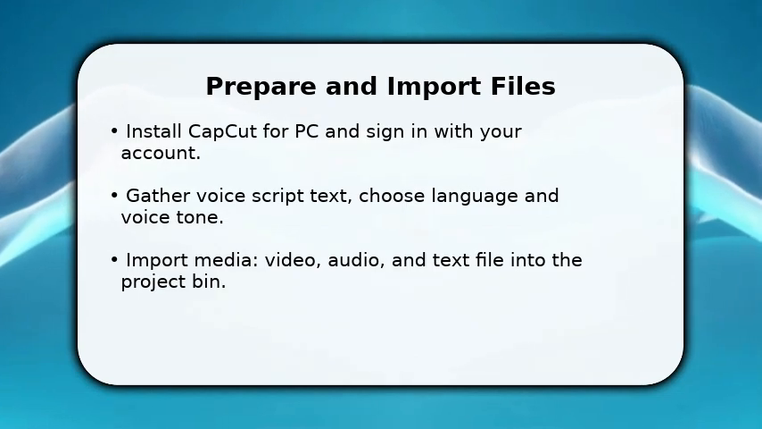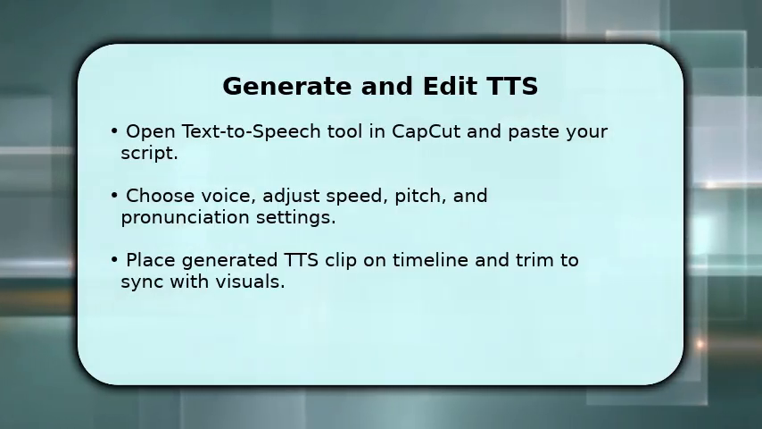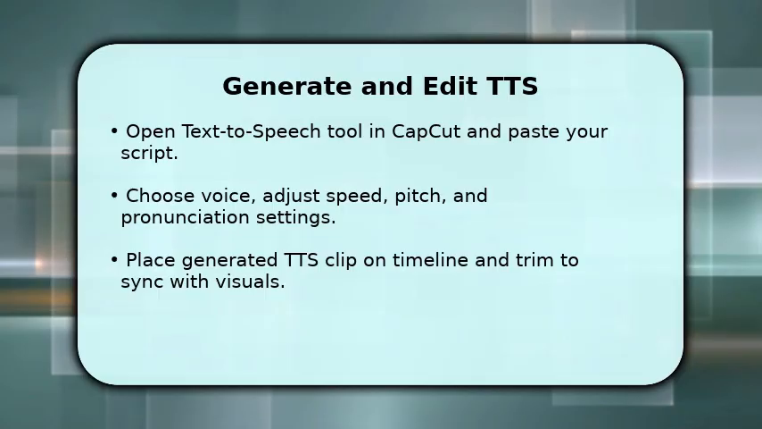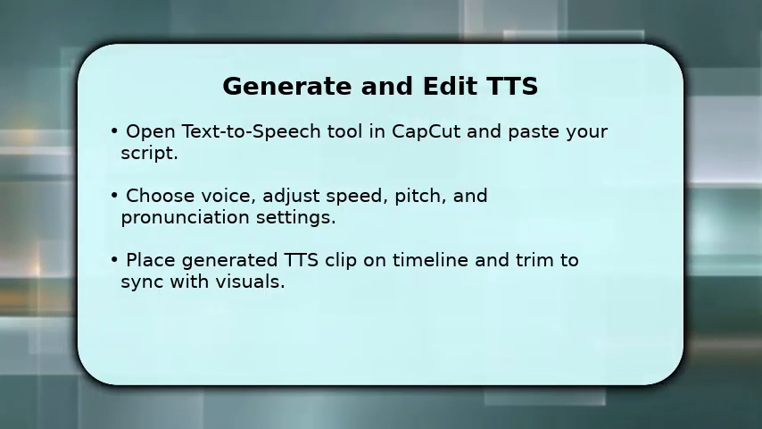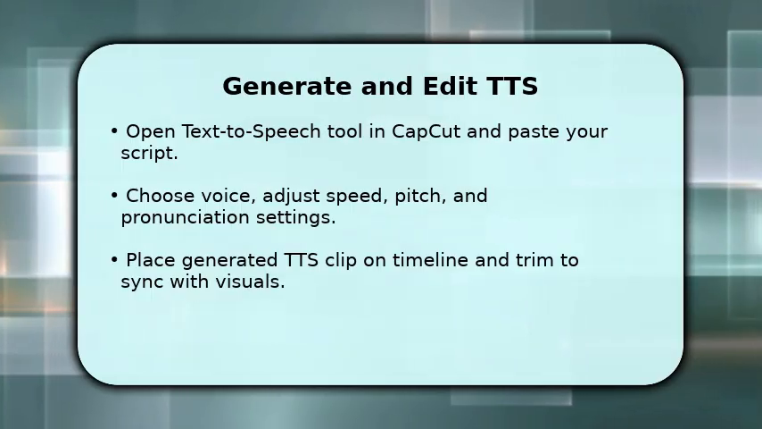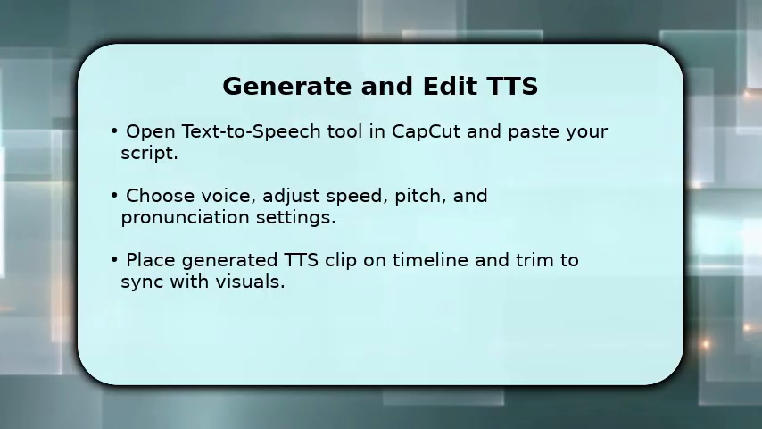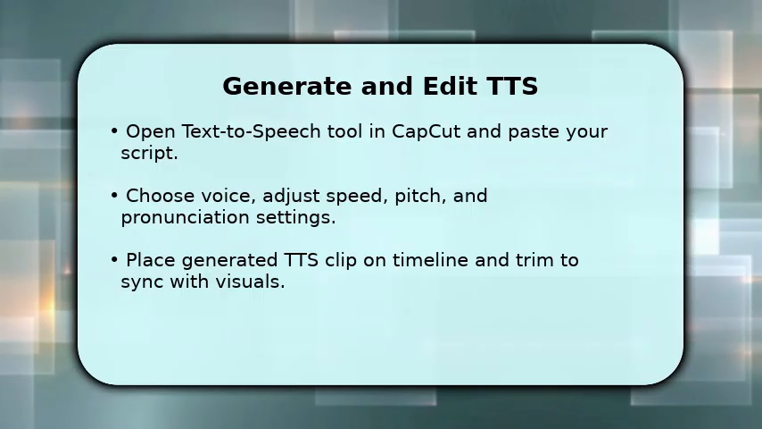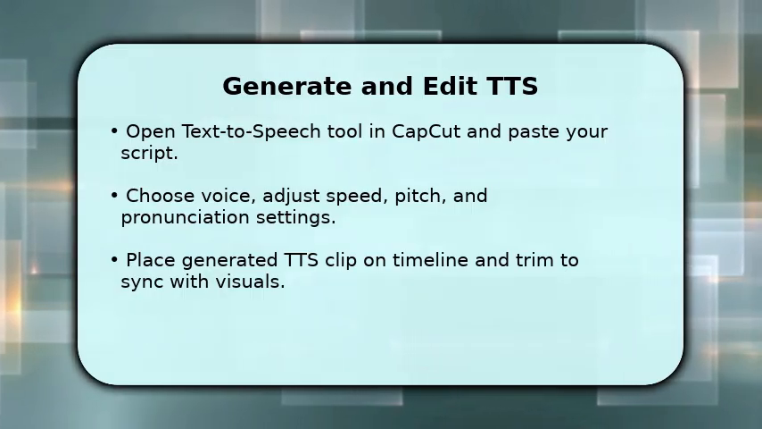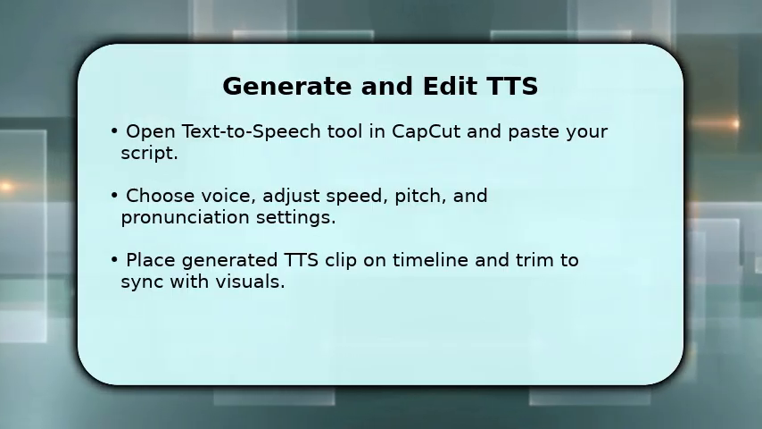You now open CapCut's text-to-speech panel and paste the exact script. This is where accuracy matters. Choose a voice and then tweak speed and pitch to match the scene's energy, because natural cadence sells clarity. After generating audio, listen and use pronunciation fixes or split the text into multiple lines to control pauses. Then drag the resulting TTS clip onto the timeline and nudge or trim it so syllables land with on-screen actions. This synchronization is what makes the narration.